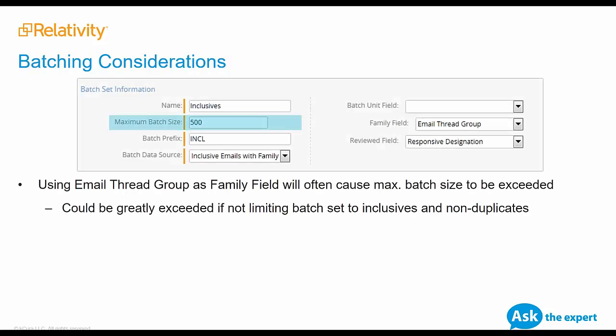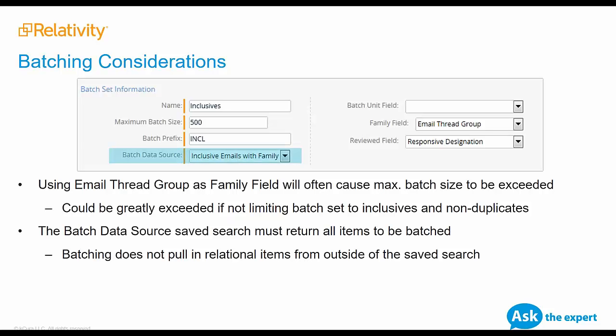A couple of considerations though. If you are including thread group on that family field, it could often cause the maximum batch size to be exceeded because you're pulling in additional items. And if you're not limiting to inclusive and non-duplicates, you could potentially be pulling in a lot of items. So there could be a big variation in your batch size. Just watch out for that.